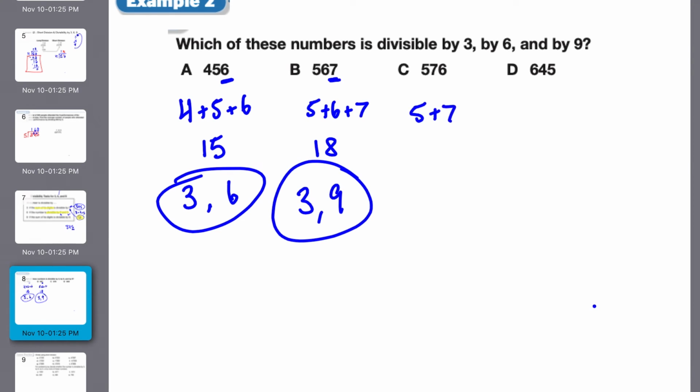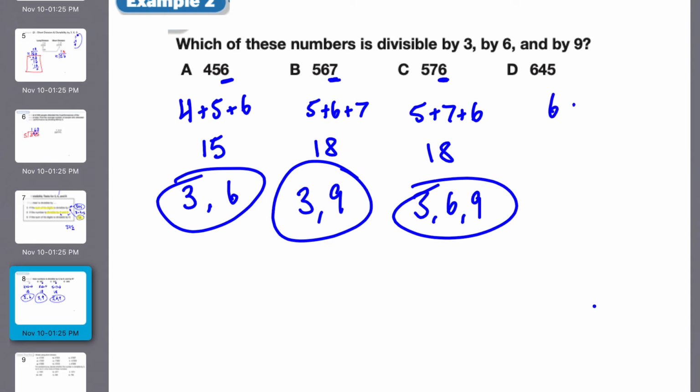5 plus 7 plus 6. That would give me 12, 18 again. Just switched up. Is this divisible by 3? Yes, 18 is divisible by 3. Even number, which means it's also divisible by 6. And 18 is also divisible by 9.